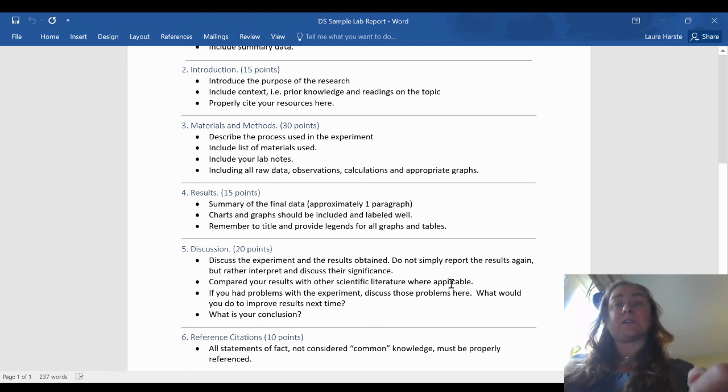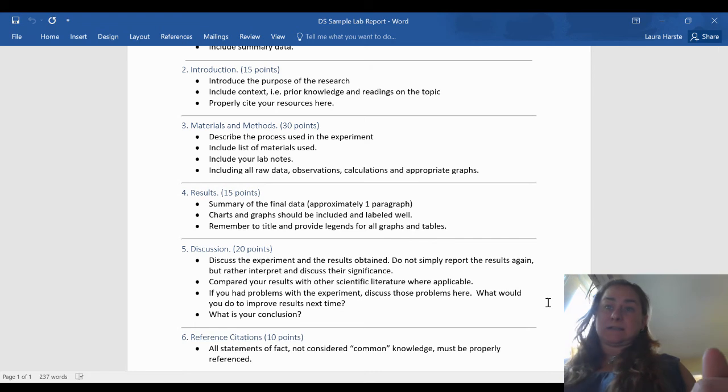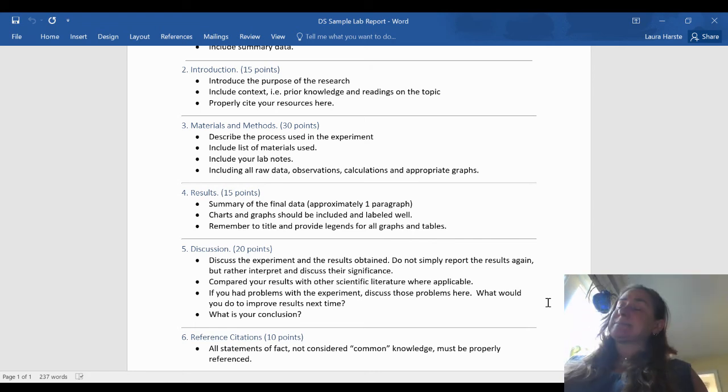Then we have your discussion section. That's worth 20 points. Discuss what the experiment was. A little recap. This is what I found. This is what we think. Don't just report the results again, but say how you think that all made a difference, how you could apply it to other scientific stuff. If you had problems with the experiment, say, you know what, next time I'm going to try something different because that didn't work at all, and figure out what your conclusion is.